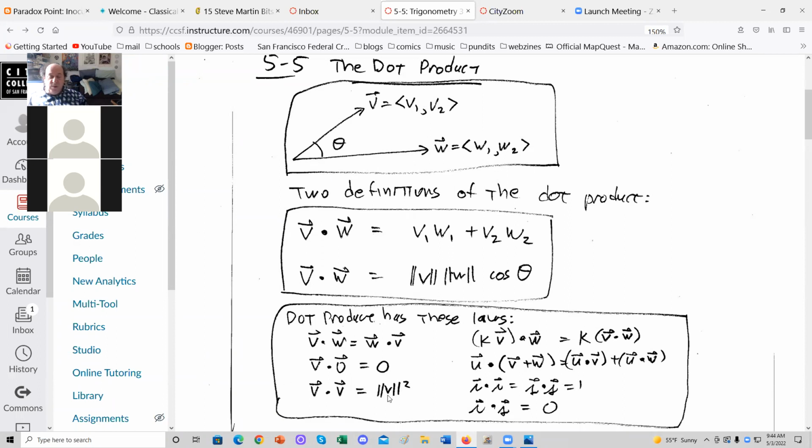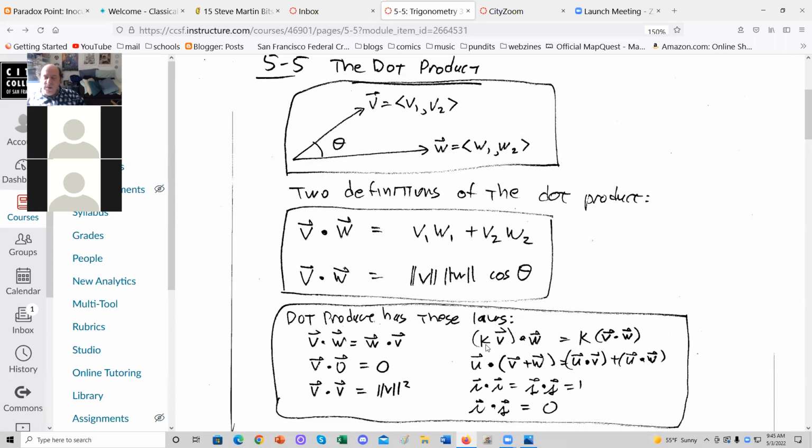Here's one, v dot v equals length of v squared. Now that follows from both of these rules. V dot v being length of v times length of v times cosine of the angle with itself. That angle is 0 and cosine of 0 is 1, so length of v squared. And by the other definition, v dot v will be v1 times v1 plus v2 times v2. In other words, v1 squared plus v2 squared, and that's the length squared.